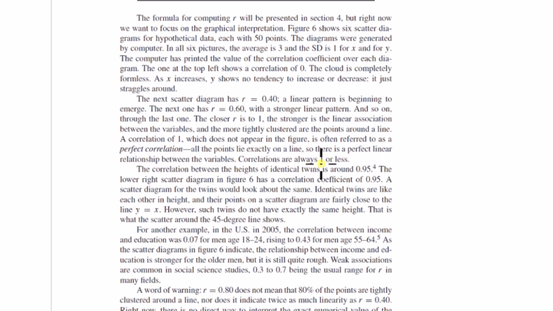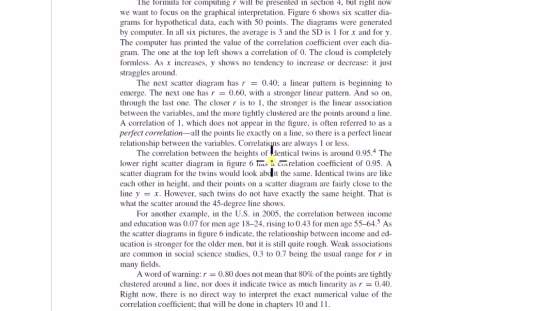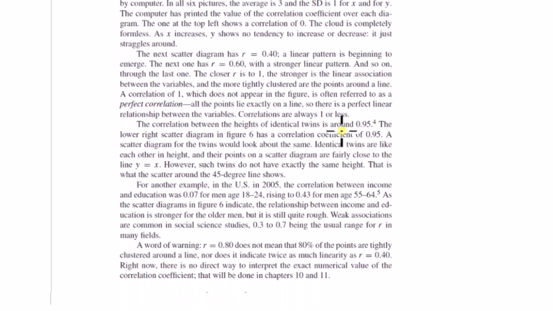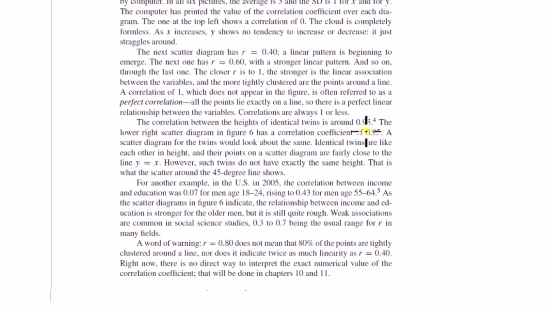Correlations are always 1 or less. So correlation is going to be between 0 and 1. The correlation between the heights of identical twins is around 0.95. Interesting. What they're saying is you take height data for identical twins, this is twin 1 and twin 2. They're both identical twins, and you plot the heights.